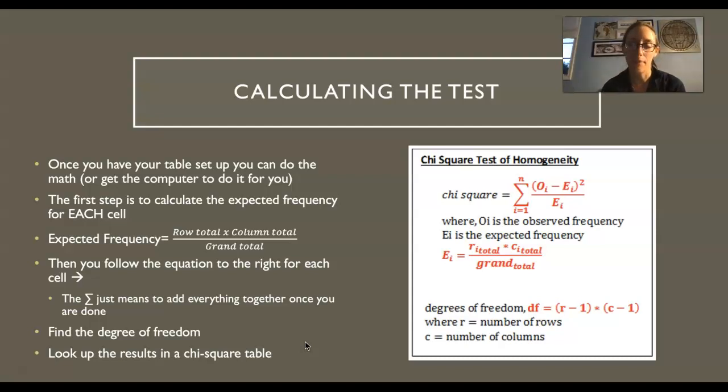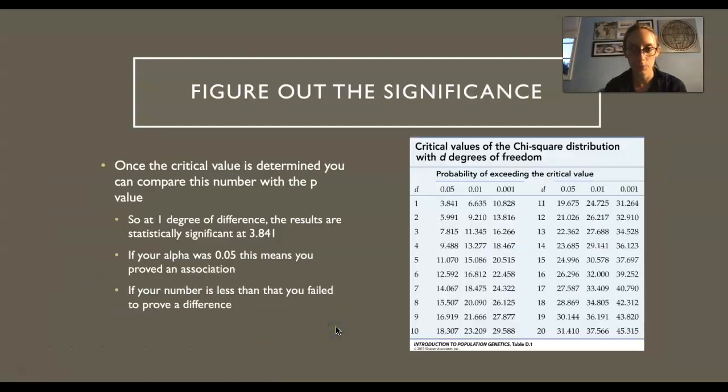Nobody's asking you to do math because this is a lot to keep up with, even in a small table like the one that we have. The goal here is that it's going to give you a number, and you need to understand that you should look up that number in a chi-square table. So to figure out the significance, we have here a chi-square distribution with degrees of freedom. So if you know what your degree of freedom is, you know what number you need to hit in order to get a significant number.